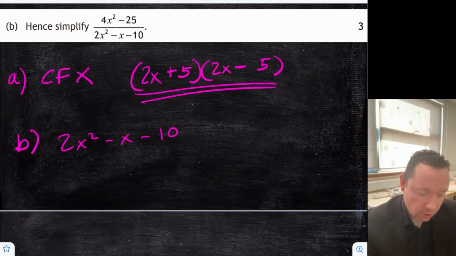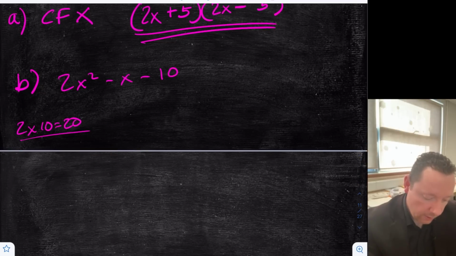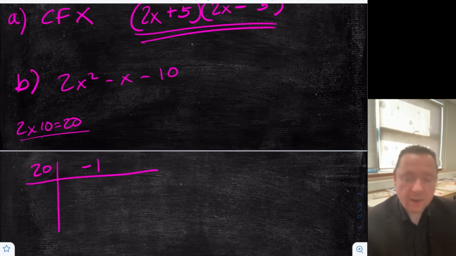There's a number of ways you can do this. But one of the simplest ways is to times the 2 and 10 together. So I'm looking at 2 times 10 equals 20. And I'm looking for numbers that times together to make 20, but add together to make minus 1, which is the middle term. Now really it's minus 20, but I'll just do 20 and then I'll fix it later.